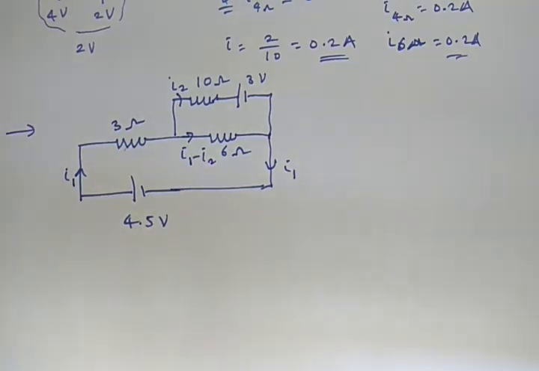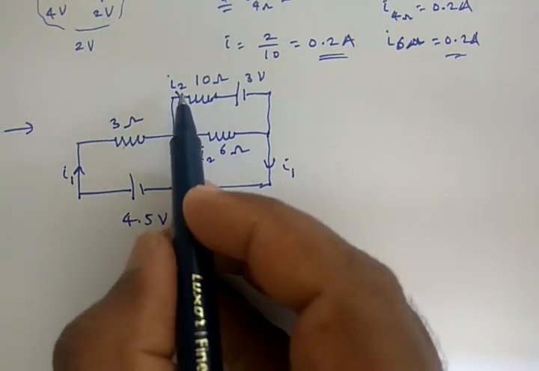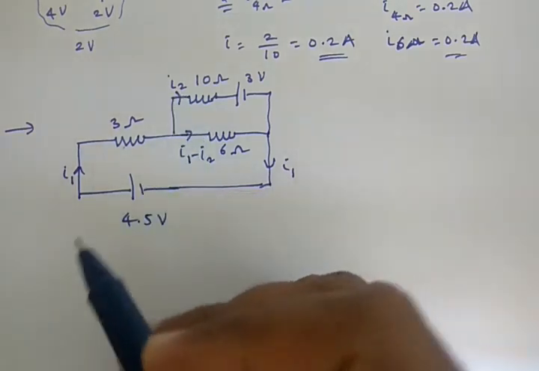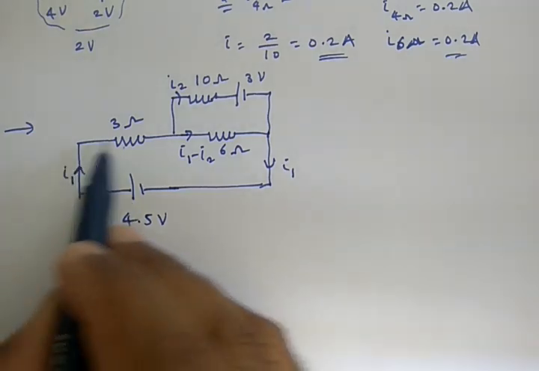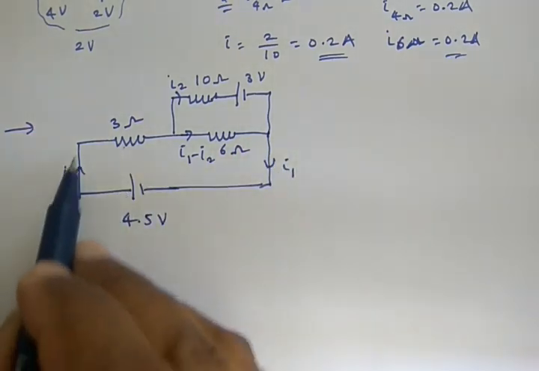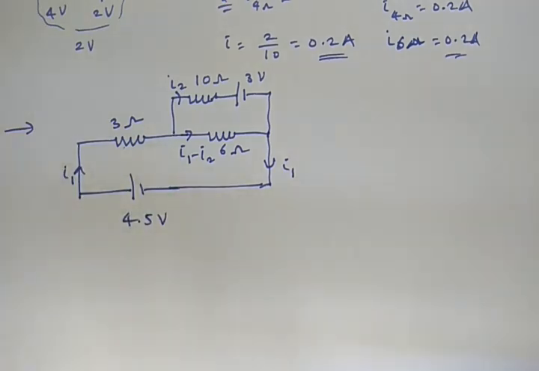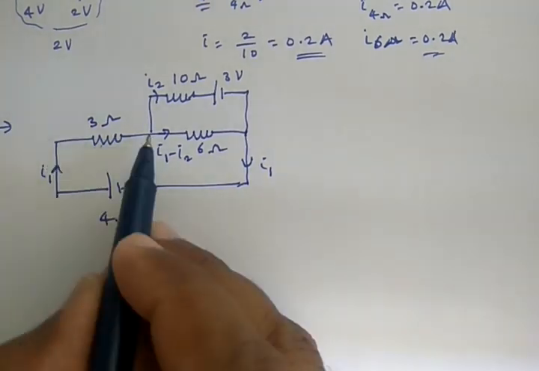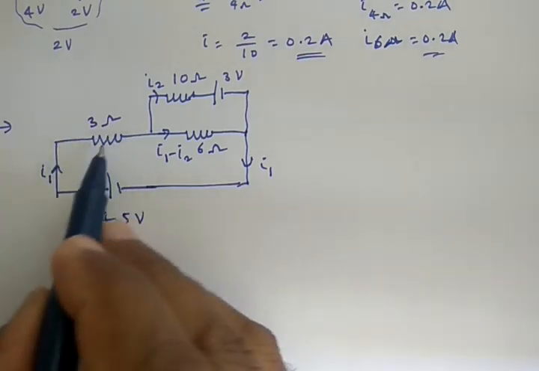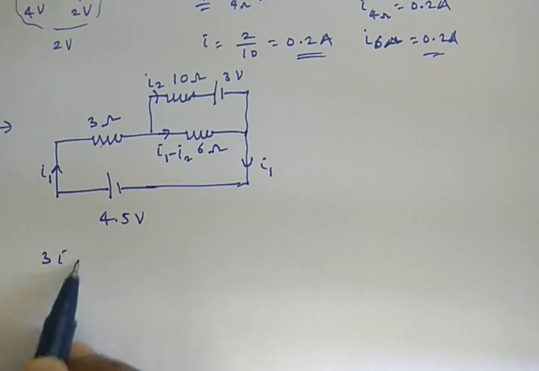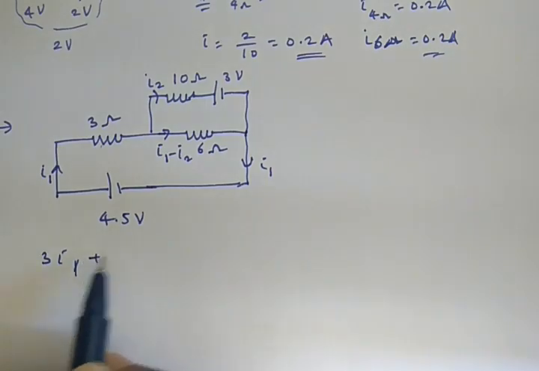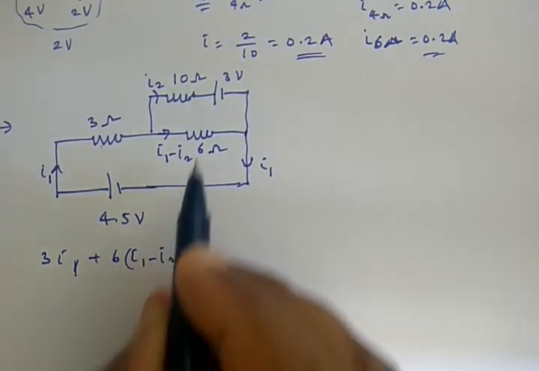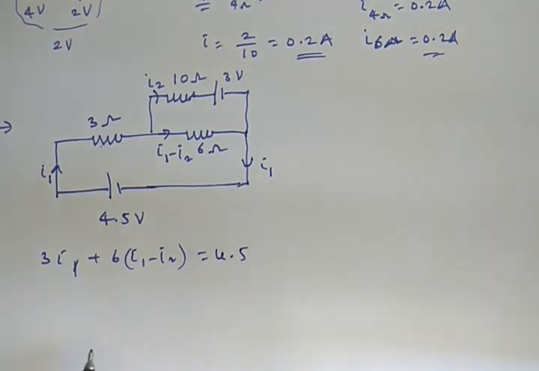Now our aim is to find the current going through the 10 ohm resistor. So if you find I2, that will be our answer. Let us find I2. Let us take a loop, using the loop rule. I am taking this primary loop. When you go from here to there, there is a voltage drop, that is 3I1, and here it is 6(I1 minus I2), that equals 4.5.